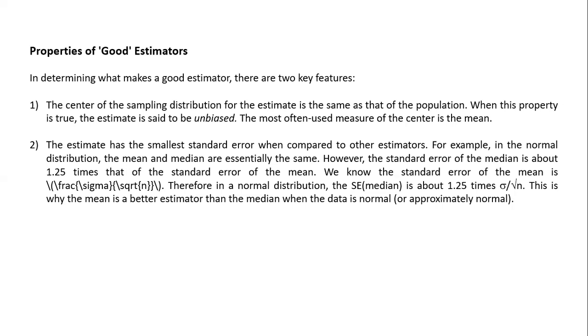Therefore, in a normal distribution, the standard error of the median is about 1.25 times this one. I looked at these properties, but you don't need to memorize them. For now, just keep in mind that the first property is always unbiasedness. The second property says the estimate has the smallest standard error compared to other estimators, compared to the other estimators we talk about.